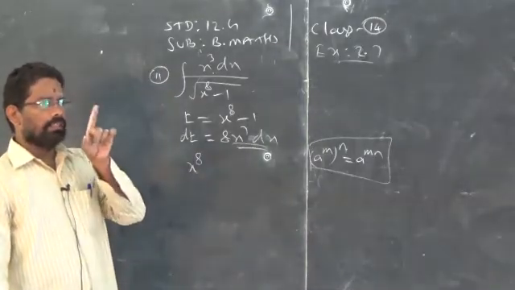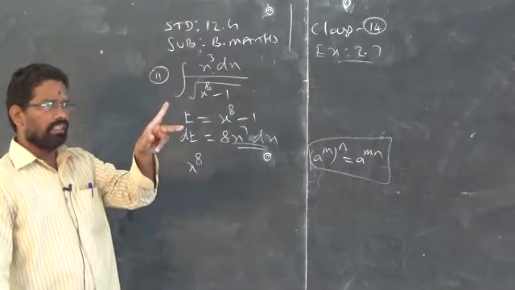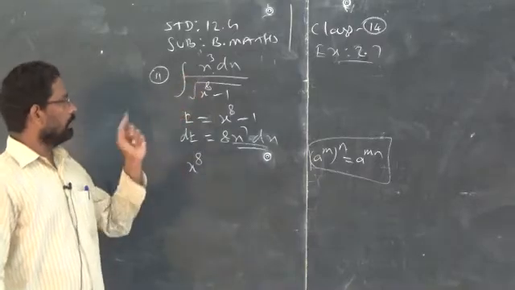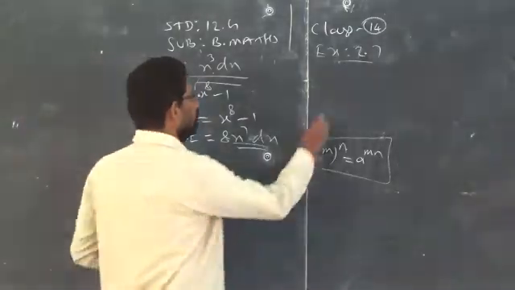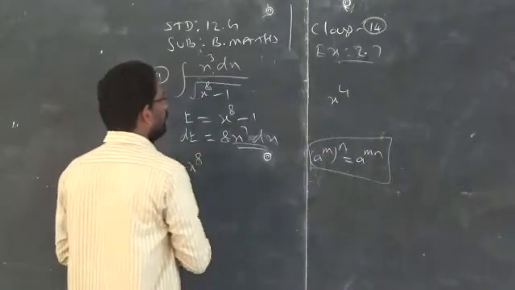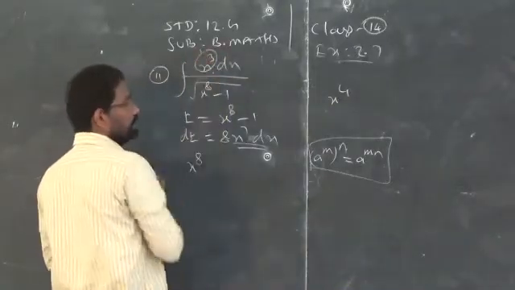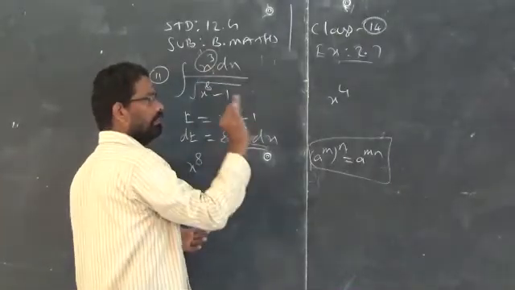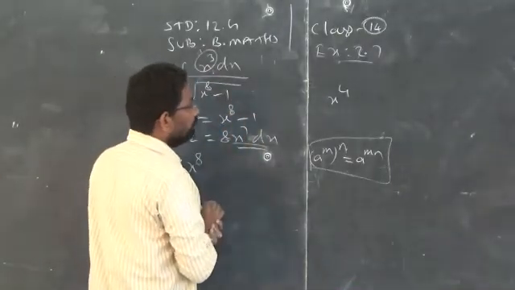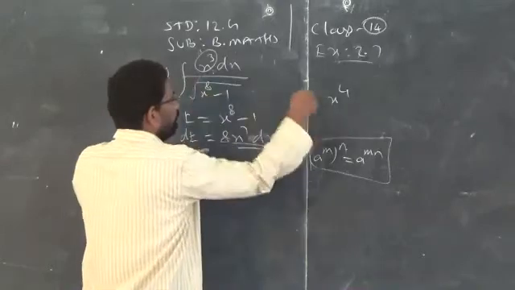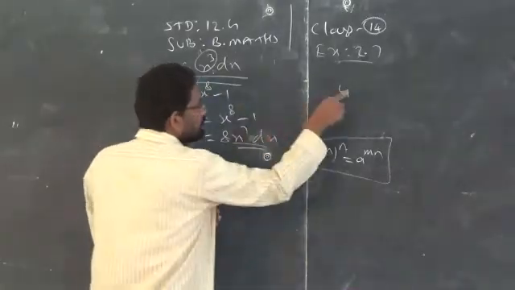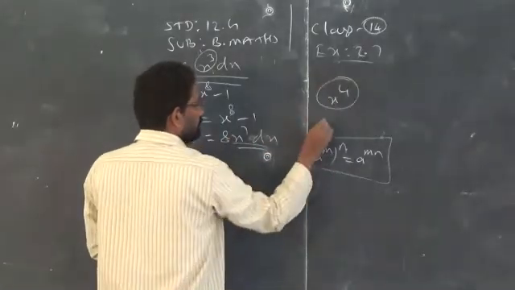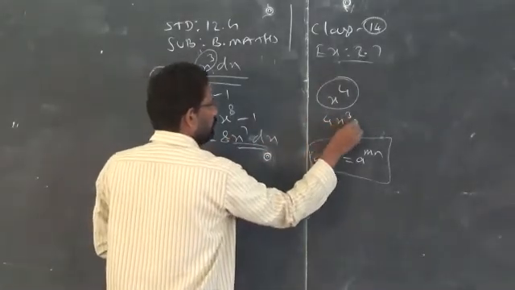When the power of x is 4, when I am differentiating the variable x which has power of 4, then I get x power 3. For example, if I am taking x power 4, I need x power 3 after differentiating. So what is the suitable power for x to get x power 3 after differentiating? That is x power 4 only possibility. If I am differentiating this x power 4, I get 4 x power 3 into dx.